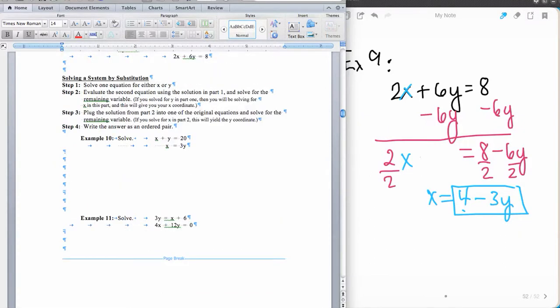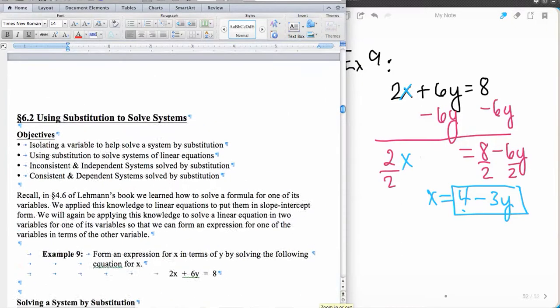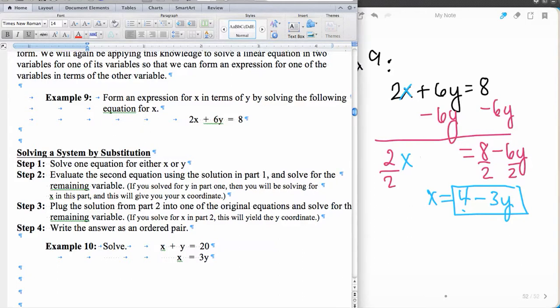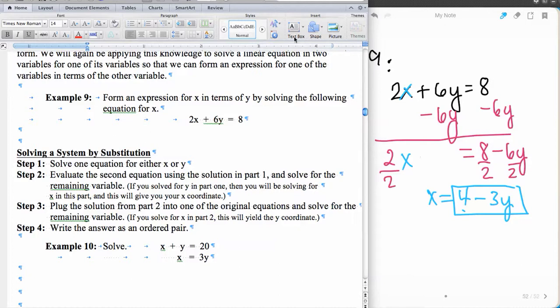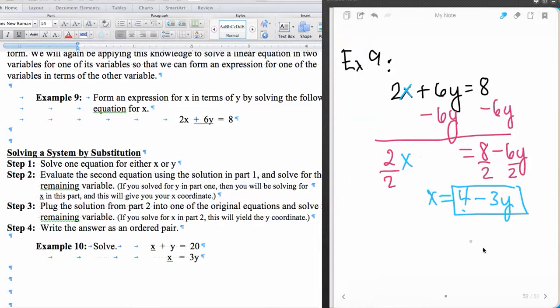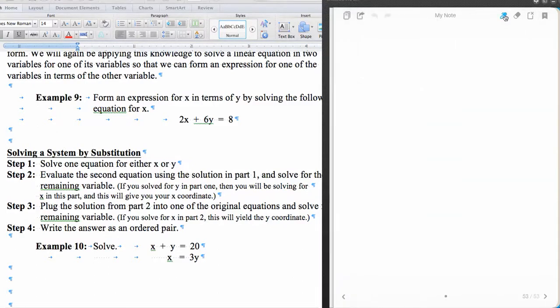The first step that we're going to encounter in solving using substitution is we are going to do exactly what we did here. We're going to solve an equation for a single variable. And once we solve for that single variable, then we're going to evaluate the second equation at that expression. And then we plug in, and we're going to solve that for the remaining variable. And we're going to plug the solution for the variable into one of the original equations. And then we're going to write the answer as an ordered pair. So let's just go ahead and practice this with an example.